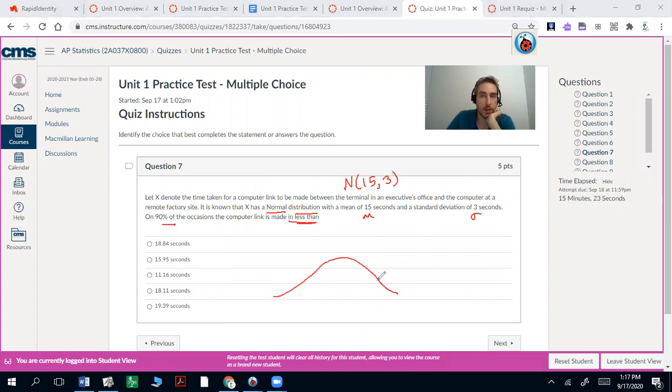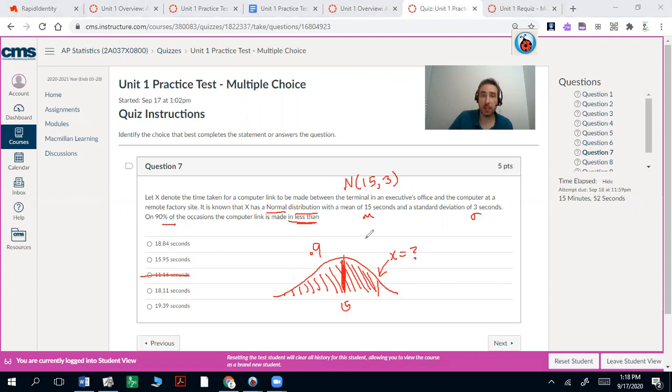So what is that value here such that this shaded area to the left of it would represent 90% or 0.9 of the curve? Know that your mean is 15 and your standard deviation is 3. What is that number? Well, we know it's going to be more than 15, right? We can rule that out. But beyond that, we need to use some technology.